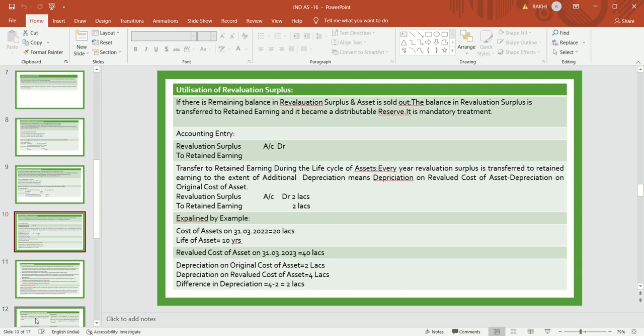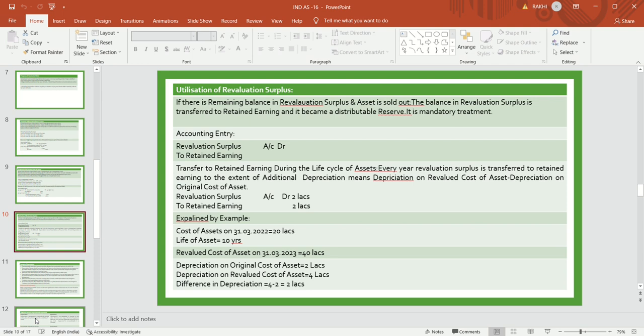So if there is a remaining balance in revaluation surplus when the asset is sold out, the balance in the revaluation surplus is transferred to retained earning and it becomes a distributable reserve. It's a mandatory treatment, because if the asset is not there in the books, what was the purpose of keeping that surplus in the books? You will transfer that surplus to the retained earning.